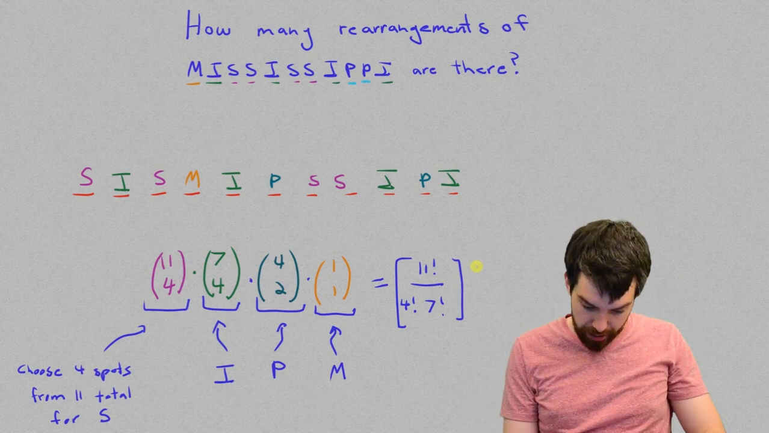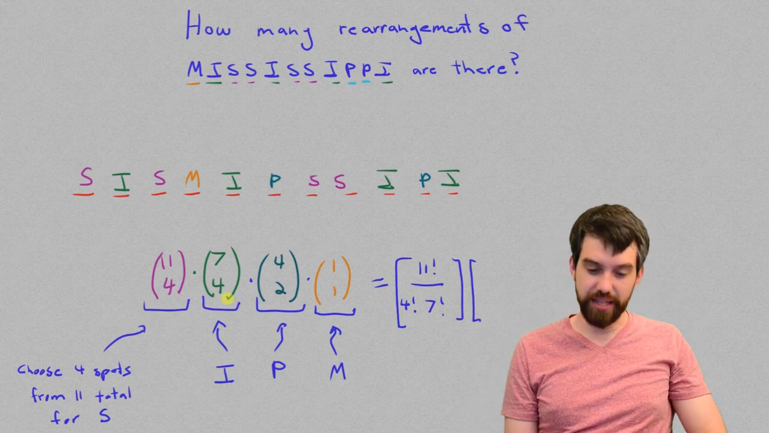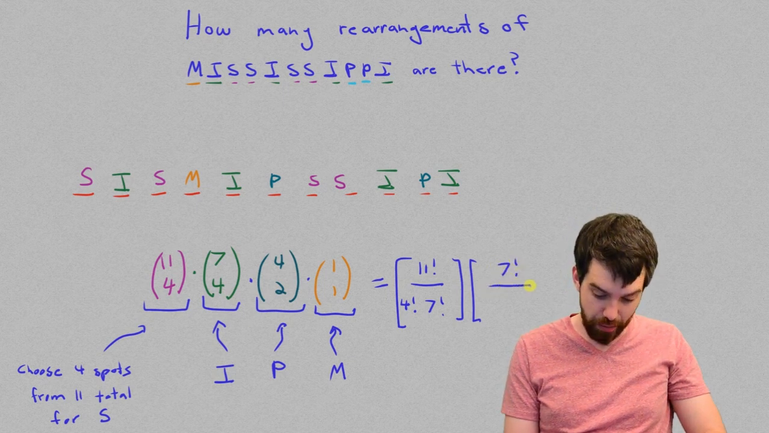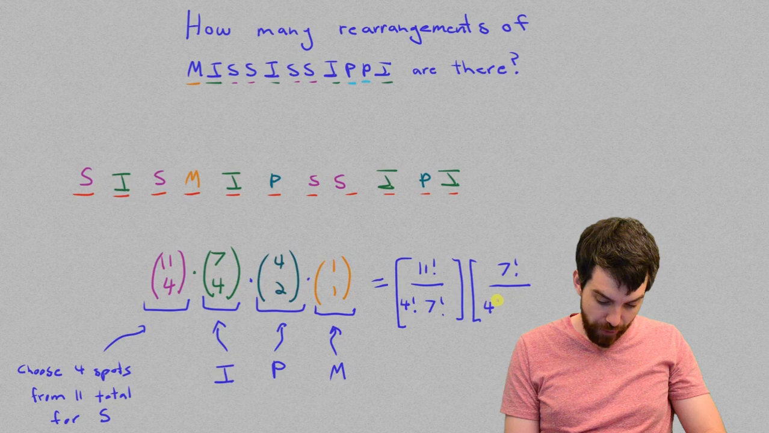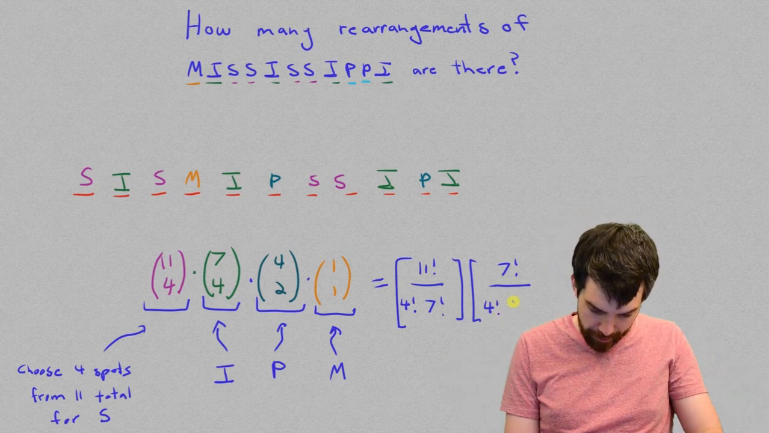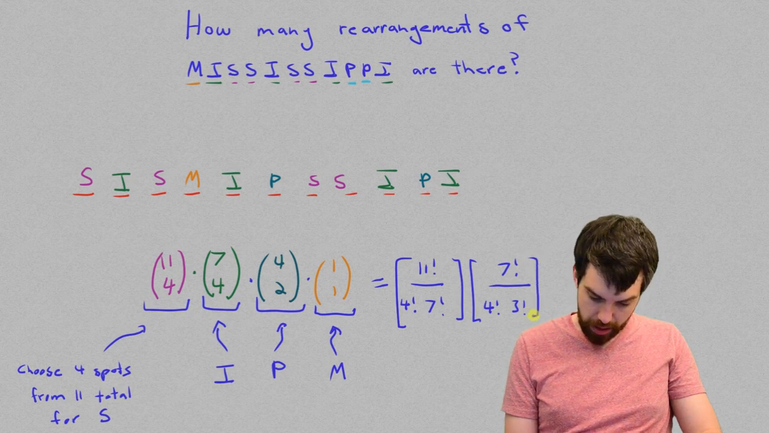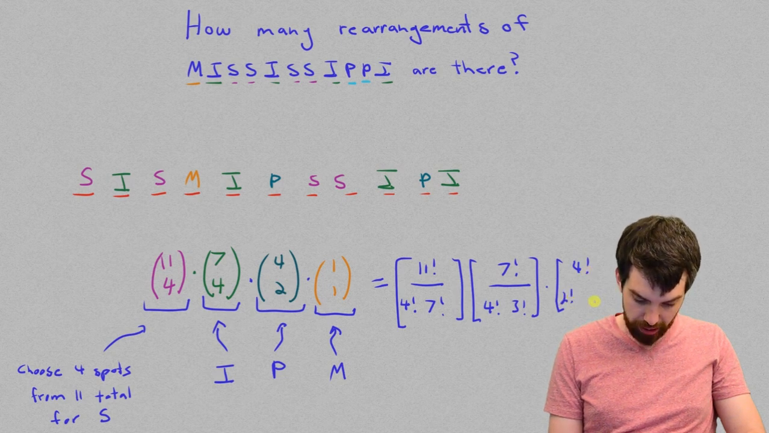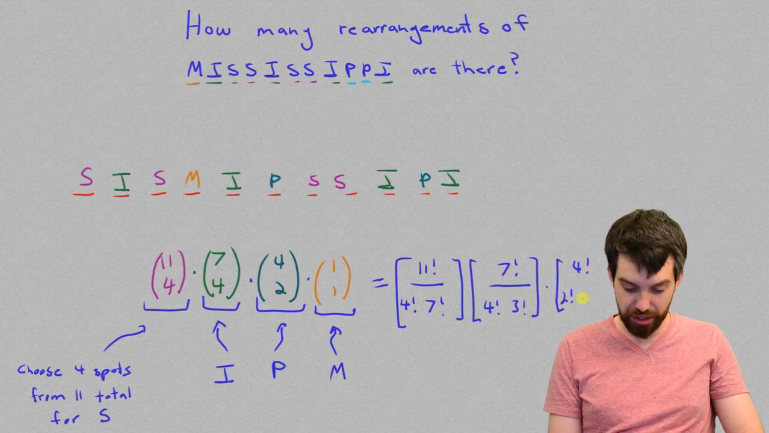Anyways, moving on. Then if I want to take 7 choose 4, this was 7 factorial on the top, divided, when I use this formula, by 4 factorial, and 7 minus 4 is 3 factorial on the bottom. And then I'm going to be multiplying by 4 factorial, divided by 2 factorial, and 4 minus 2 is 2 factorial.